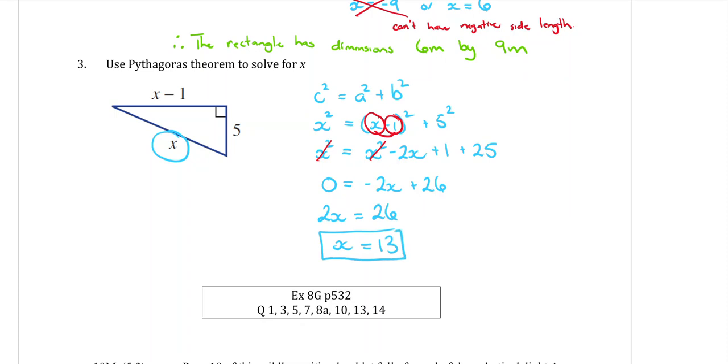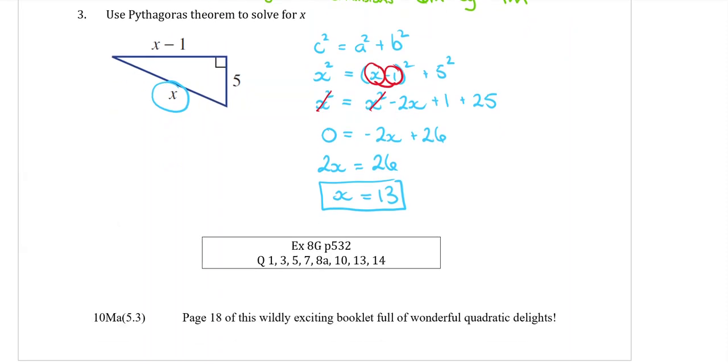That's all I was asked to find. It said, use Pythagoras' theorem to solve for x, and I have done that, so that's finished. Okay, it's time for you to do exercise 8G.